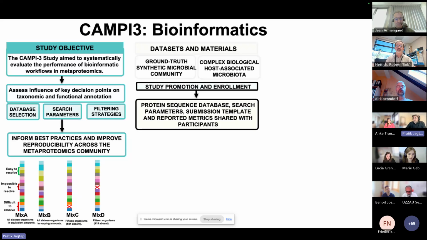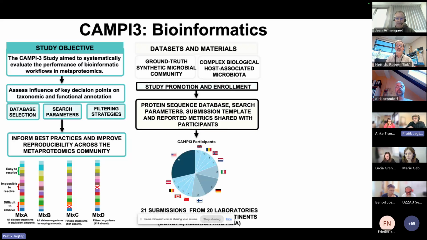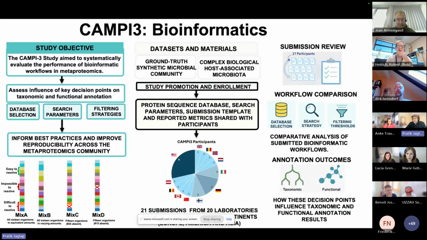The participants were sent mass spectrometry datasets along with protein sequence databases and were asked to report their search results using submission templates. The study drew 21 submissions from 20 labs across multiple countries. Each bioinformatics workflow that was used was reviewed for the choices that affected the results. The outcomes revealed variation in taxonomic and functional annotations.